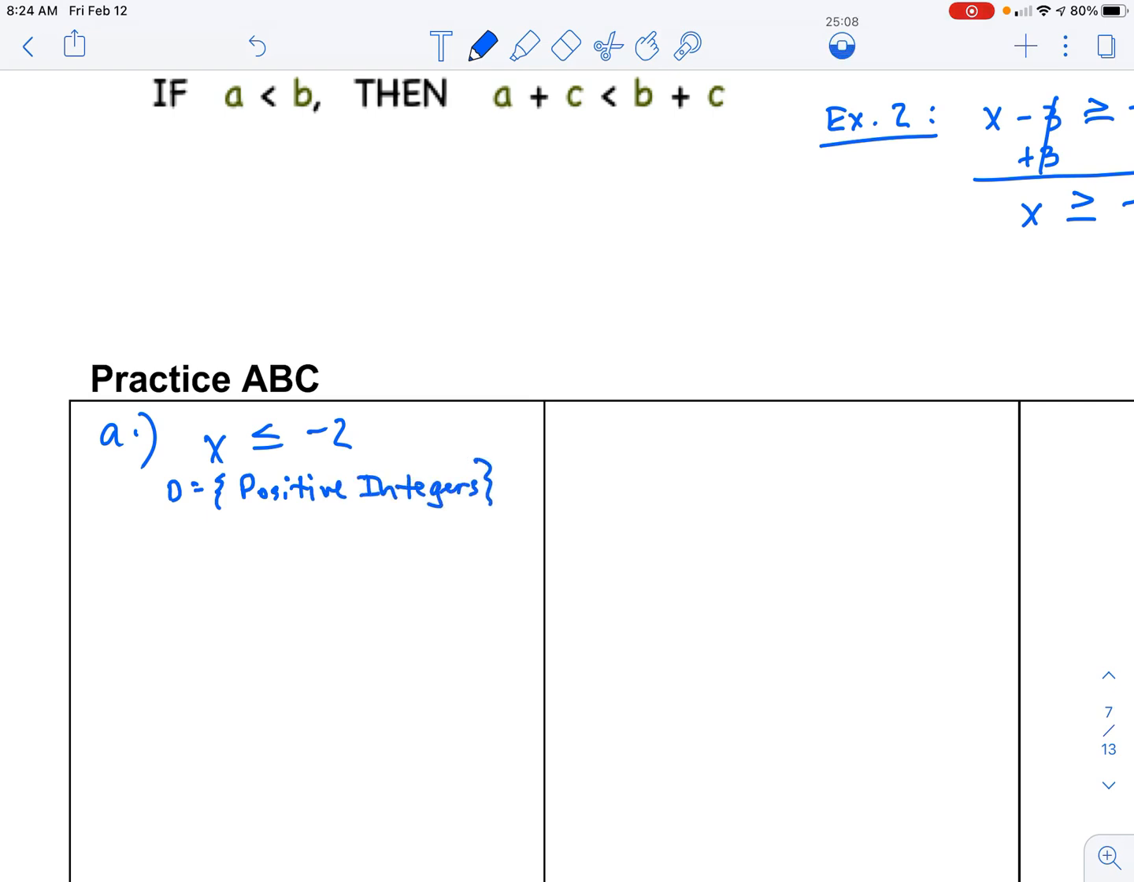If you want to try these, pause the video and come on back, feel free to do that. But we're going to go ahead and work these through. So x is not less than. So we've got to put a line through that. I'm going to go ahead and write these out. B is x is not less than or equal to 4. And the domain includes the set of all real numbers.